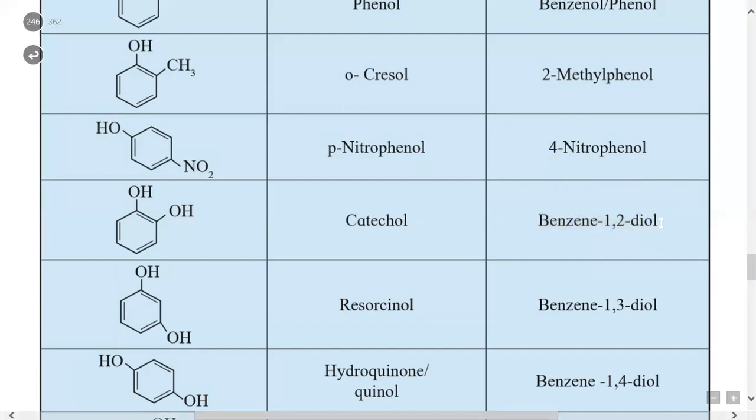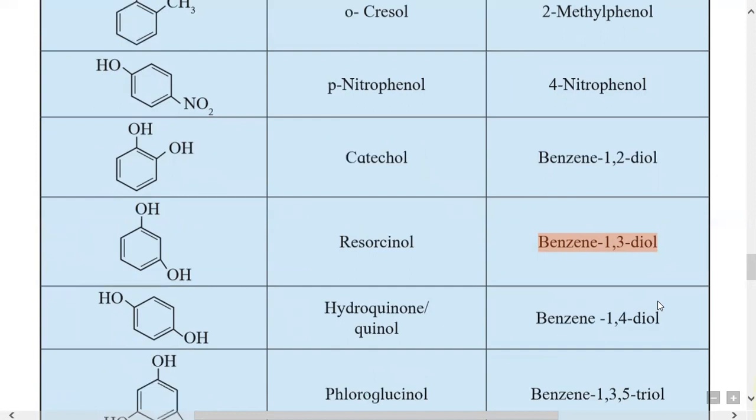Similarly, in the next example, again 2 OH groups are present. They are present at the first and third positions. So the common name is resorcinol, and the IUPAC name is benzene-1,3-diol. Here again it is a dihydroxyphenol, therefore it is benzene, then 1,3-diol is used.